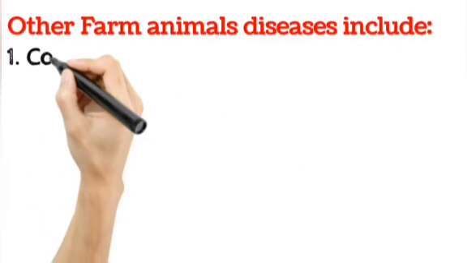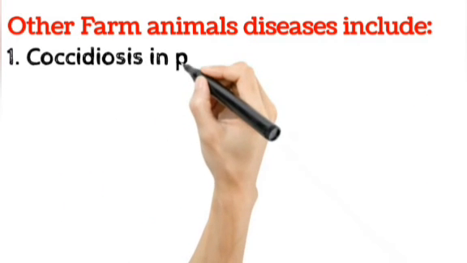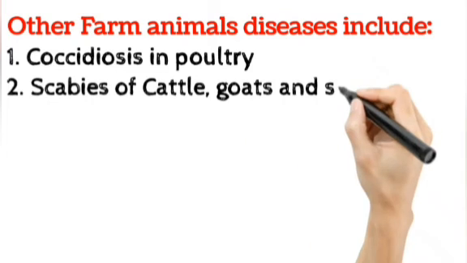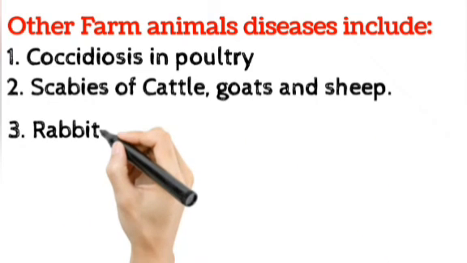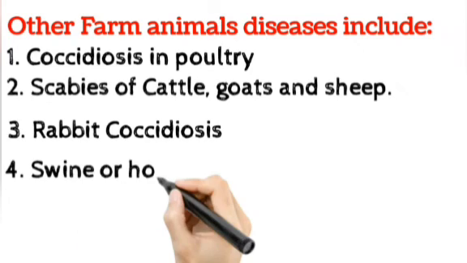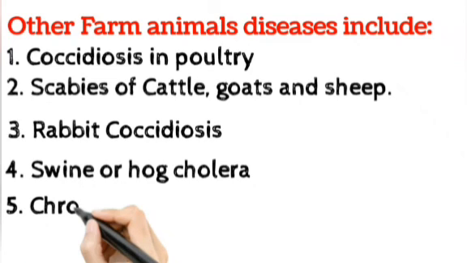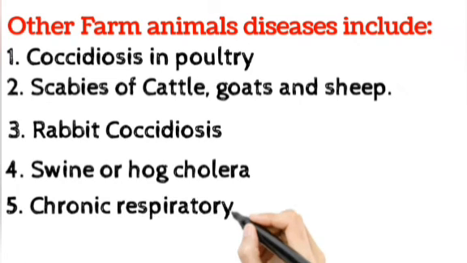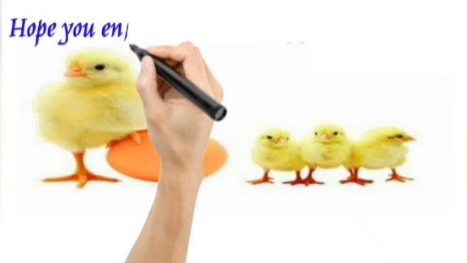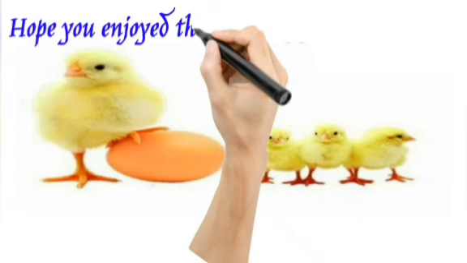Now, aside from all these diseases that have been discussed so far, there are other farm animal diseases, which include the likes of coccidiosis in poultry, scabies of cattle, goats, and sheep, rabbit coccidiosis, hog cholera, also known as swine fever, and also chronic respiratory disease. Now, all these are other types of farm animal diseases.